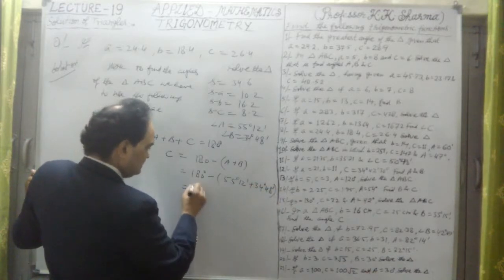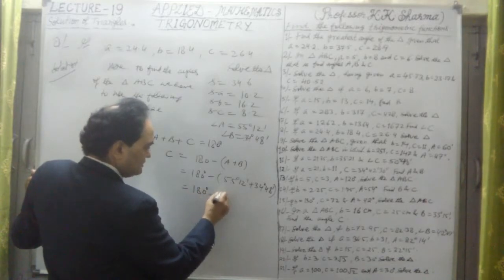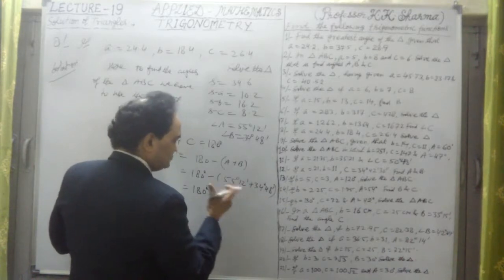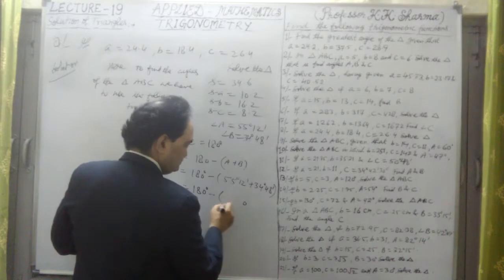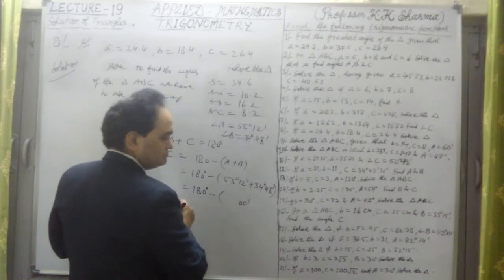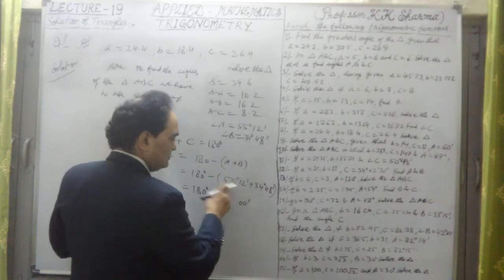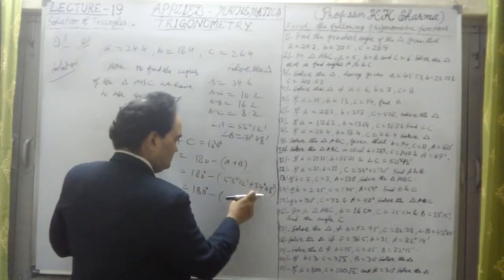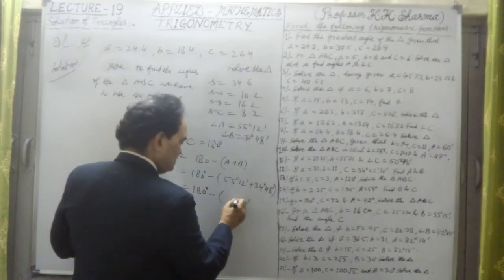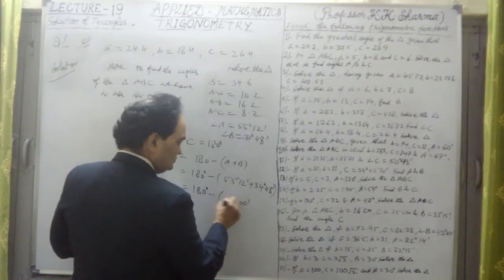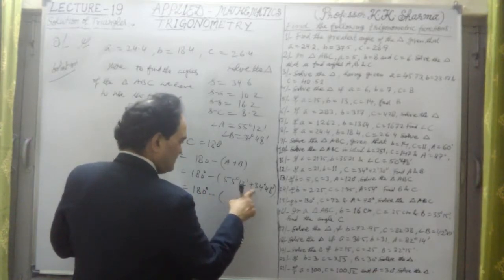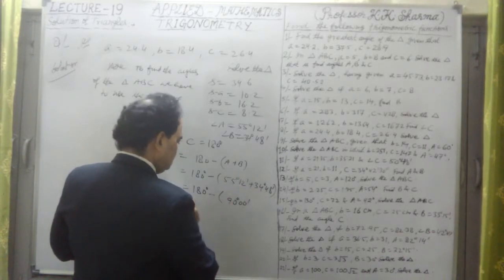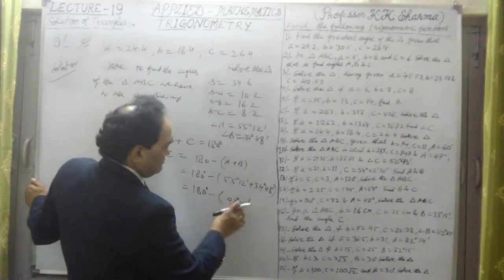Let me first add them. 48 plus 12 is 60 minutes, so 0 minutes, and 60 minutes is 1 degree. 1 degree will be added to the 5 plus 4, 9 and 1, 10, 0 degrees. 1 carry, then 3 plus 5, 8 and 1, 9. So 90 degrees. The sum of these two is 90 degrees.